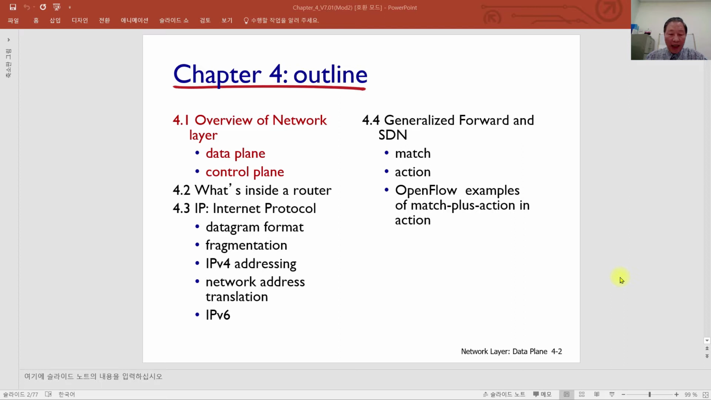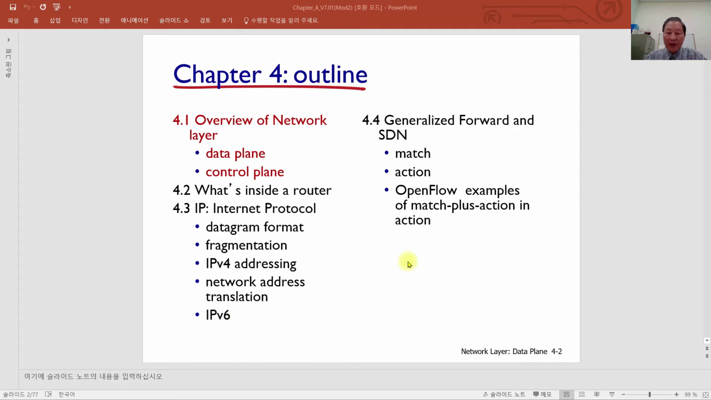This one is the highlight in this layer. It is about the Internet protocol, and it explains the datagram format and the fragmentation, IP version 4 addressing, and the network address translation. The acronym is NAT, and the next version of the IP is IP version 6.